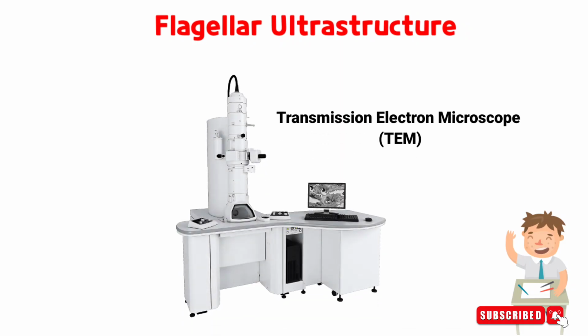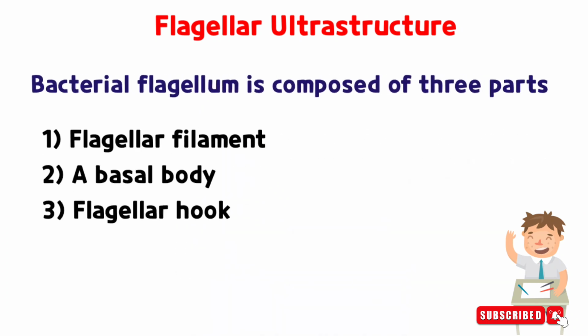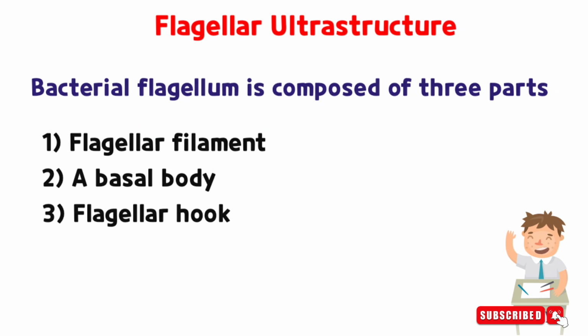Transmission electron microscope studies have shown that the bacterial flagellum is composed of three parts. The longest and most obvious portion is the flagellar filament, which extends from the cell surface to the tip. The second one, a basal body, is embedded in the cell. The third one is a short curved segment, the flagellar hook, which links the filament to its basal body and acts as a flexible coupling.